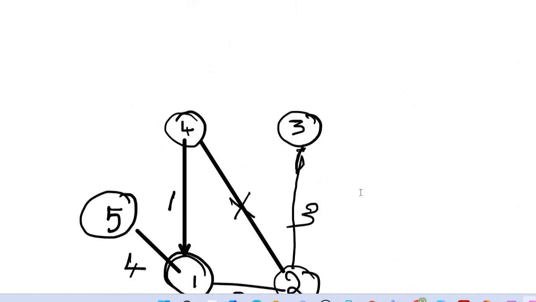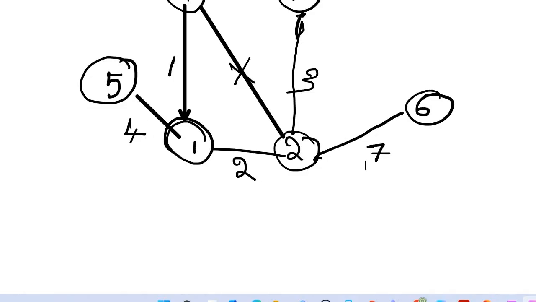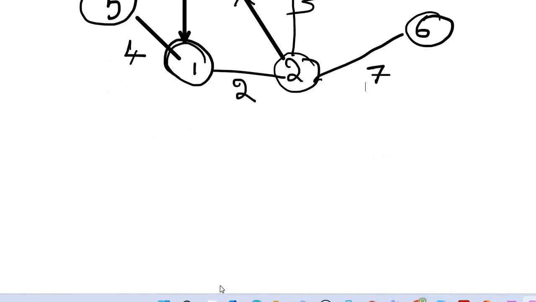2 to 6. Now let us add here 2 to 6. So what is the cost associated? So 7. So this is the final graph. Final minimum spanning tree. Let us redraw this.